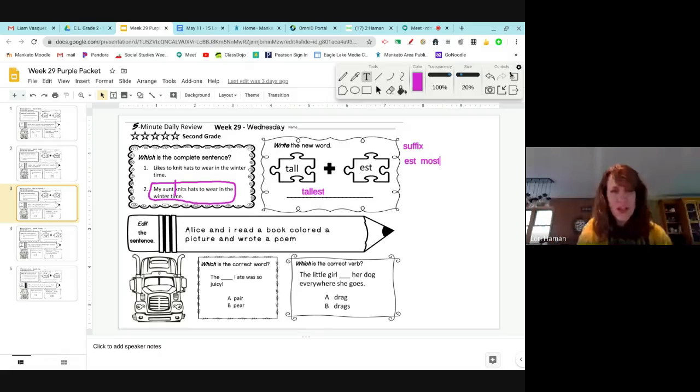This is how it sounds. Alice and I read a book, colored a picture, and wrote a poem. That's a lot of things that Alice and the speaker did. So that should give you a hint. Always check sentences for beginning capital. There it is. Also because Alice is a name. And end mark. No end mark. We need one. So what kind of sentence do we have? We have a sentence that's just telling some information.